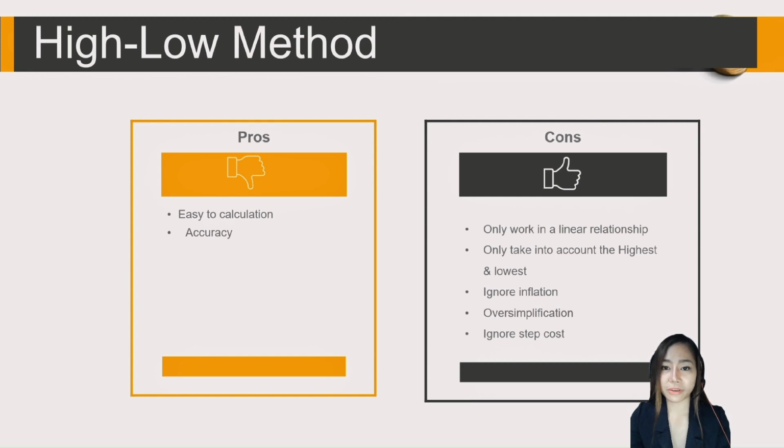Then oversimplification. This method oversimplifies cost behavior. The relationship between production units and cost is more complicated in real life. Then it ignores step costs. Some fixed costs will not stay fixed forever; they stay the same only within a product range. So if the activity increases beyond the scale, the cost will increase too. So these are the pros and cons of the high-low method.